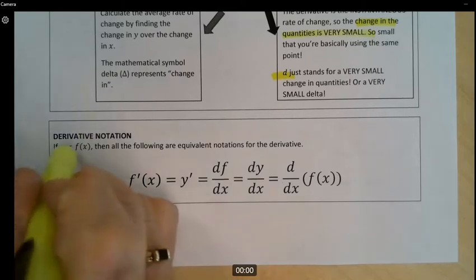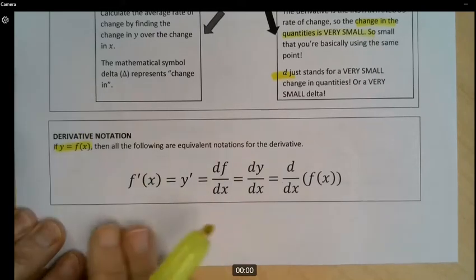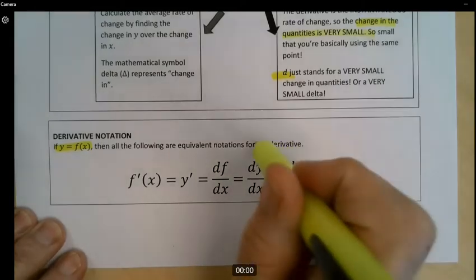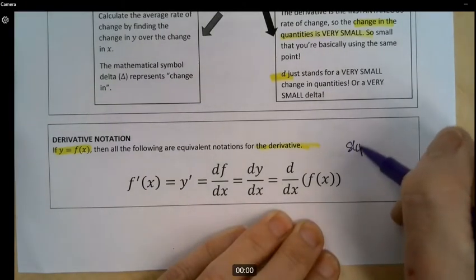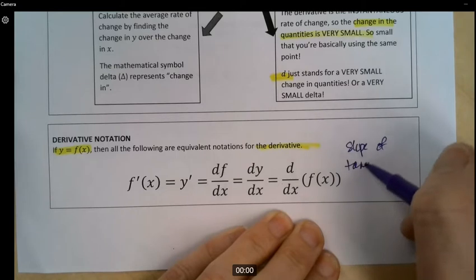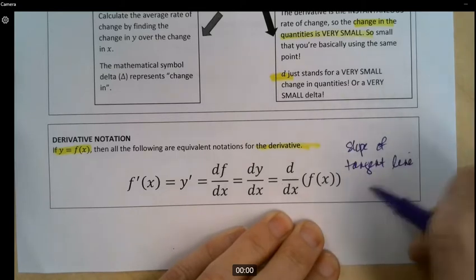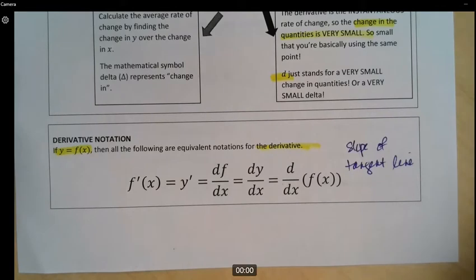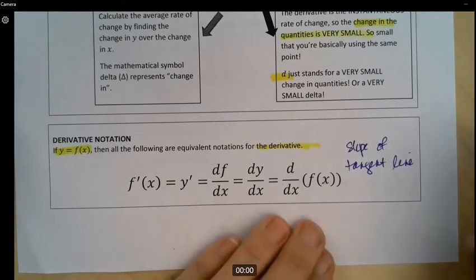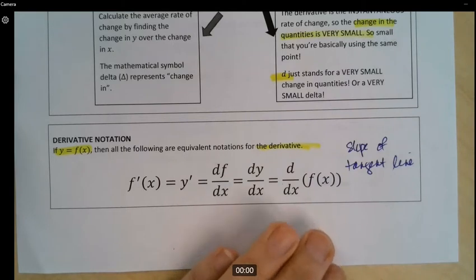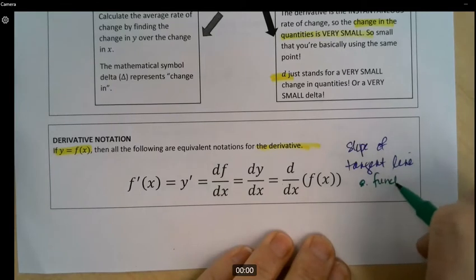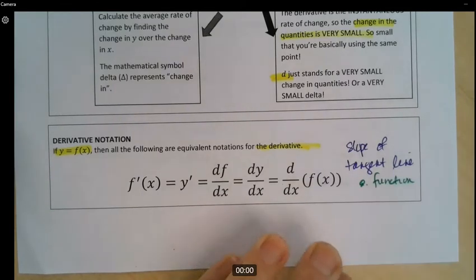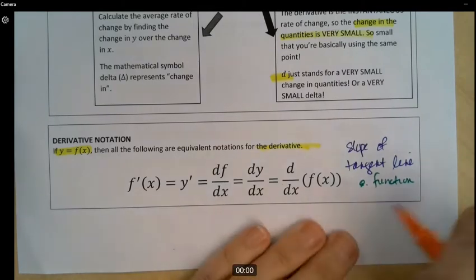So if you have a function, y is equal to the function of x, all of these are representing the derivative. The only thing I would add to that is if somebody asks you to find the slope of the tangent line for a function. And this is an interesting conversation. We need to talk about when that request is made of you. Number one, for the function. And number two, if someone's asking you at a specific value.